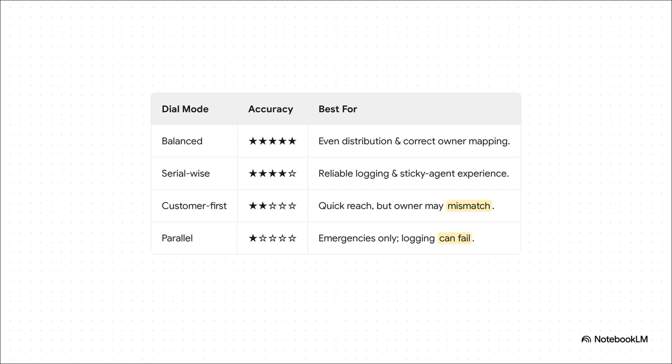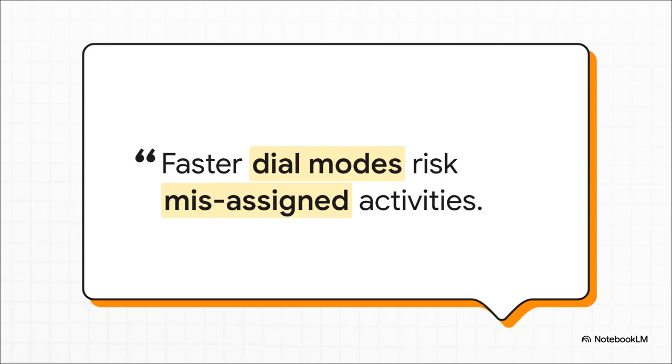These modes are all about speed. They're designed to connect a customer to any available agent as fast as humanly possible. The system doesn't have time to worry about who the right owner is, so the logging gets mismatched or just fails completely.